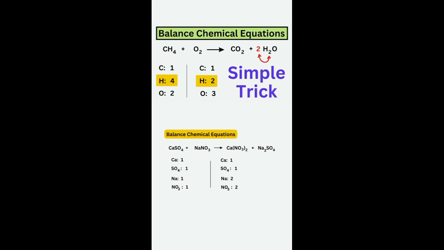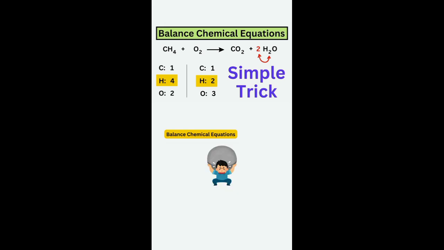Now compare both sides. Calcium is already balanced. The sulfate group is also balanced. But sodium and nitrates are not balanced. To fix them, we can put 2 in front of sodium nitrate on the left. That means now there are 2 sodiums and 2 nitrate groups on the left. This way, we have our balanced equation without even thinking of breaking down the polyatomic ions into separate atoms.